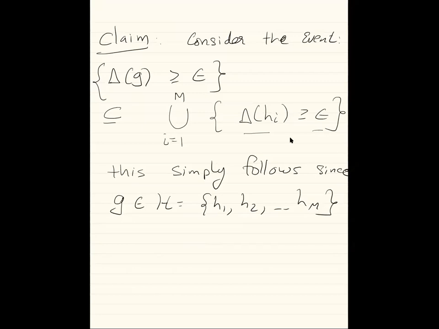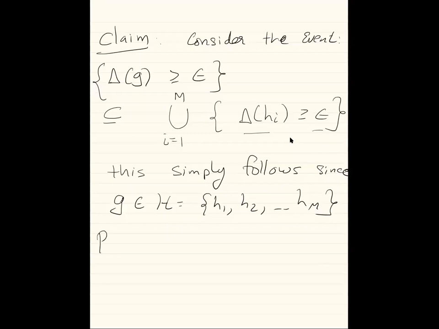So if a training set is bad for G, it has to be bad for at least one of the hypotheses. It can be bad for many of them, that is fine, but it has to be bad for at least one of them. If it is good for all of them, it by definition has to be good for G. So we cannot have that the generalization error is bad for G if it is good for all the hypotheses H1 to HM. Okay, so this is a clear fact. If you think about this for a bit, this will become obvious, but you need to sort of convince yourself. But it's a very simple observation.